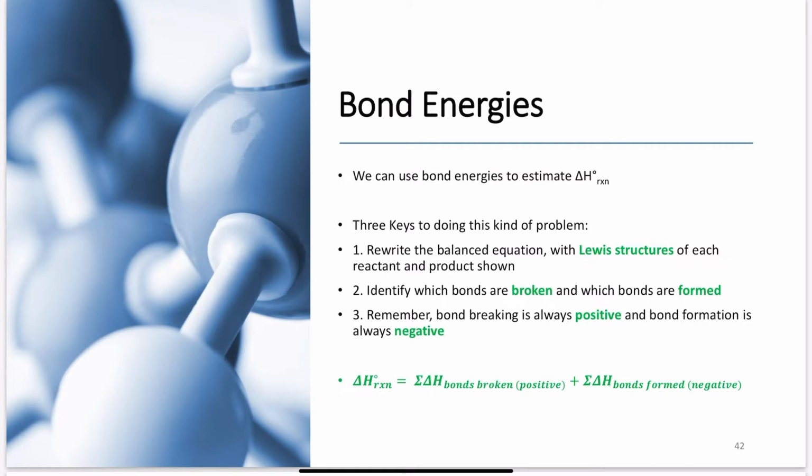First thing you should do is rewrite the balanced equation with Lewis structures of each reactant and product shown. Second thing you want to do is identify which bonds are broken and which bonds are formed. Why? Because bonds that are broken take energy. It's endothermic to break a bond. Bonds that are formed release energy.